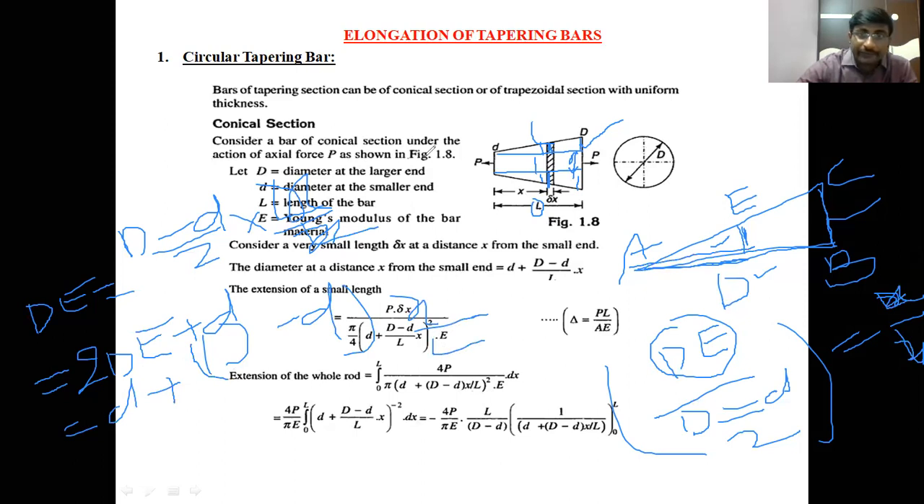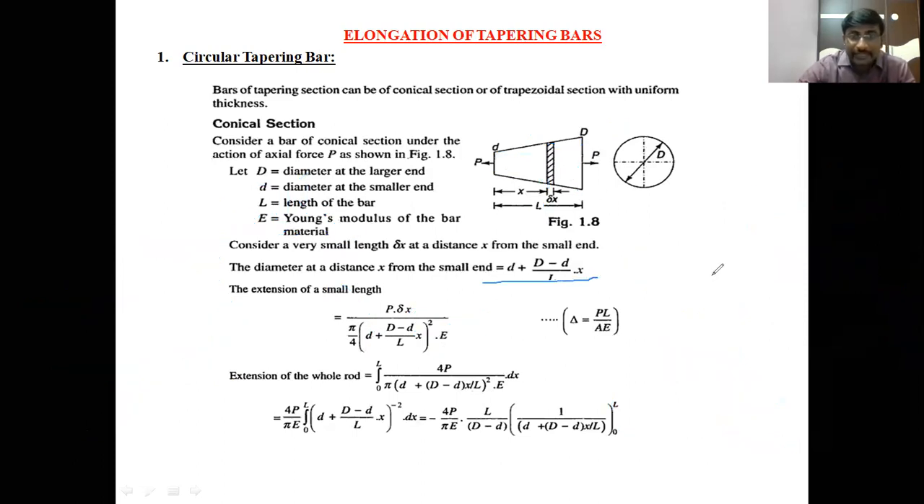Clear? So the formula is: diameter at a distance X is small d plus (capital D minus small d) by L into X. Let us check whether this formula is correct or not. If we substitute X equal to 0, meaning at this point, the diameter is small d itself, because the second term becomes 0.